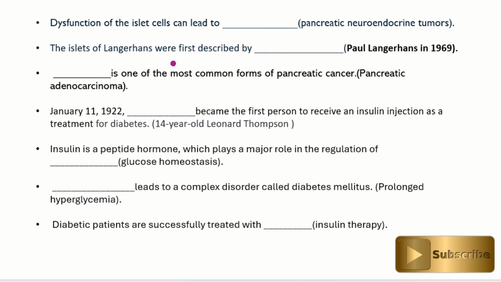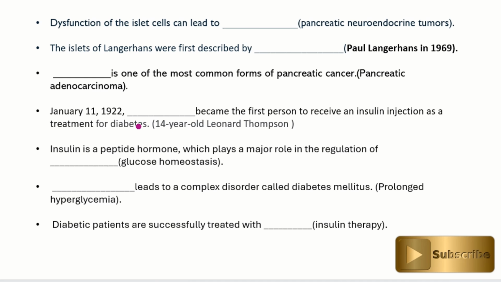Then, the islets of Langerhans were first described by, yes, very good. Almost everyone answered. It is Paul Langerhans in 1869. Dash is one of the most common forms of pancreatic cancer. It is pancreatic adenocarcinoma. Very good. And on January 11th, 1922, dash became the first person to receive an insulin injection as a treatment for diabetes.